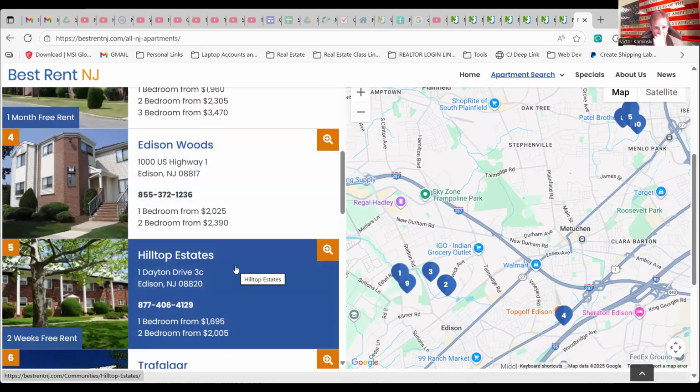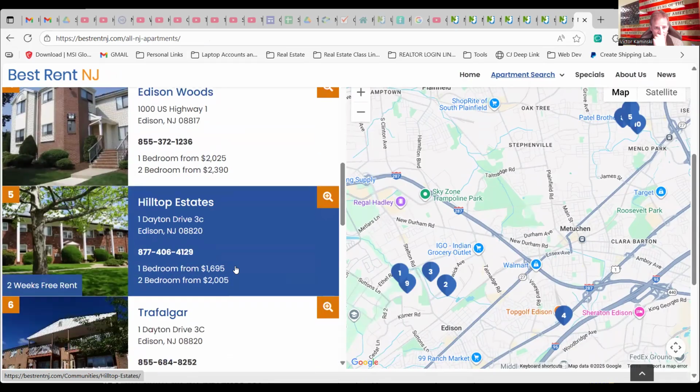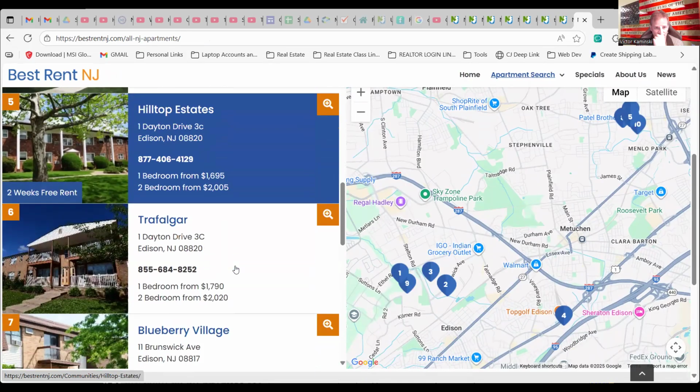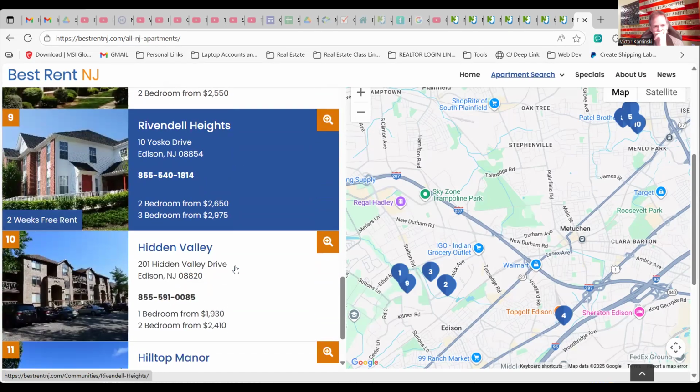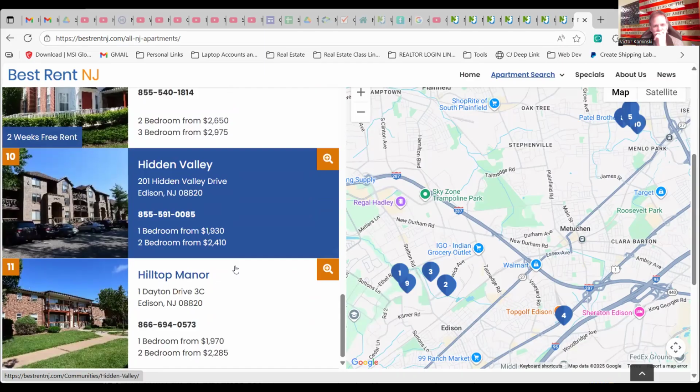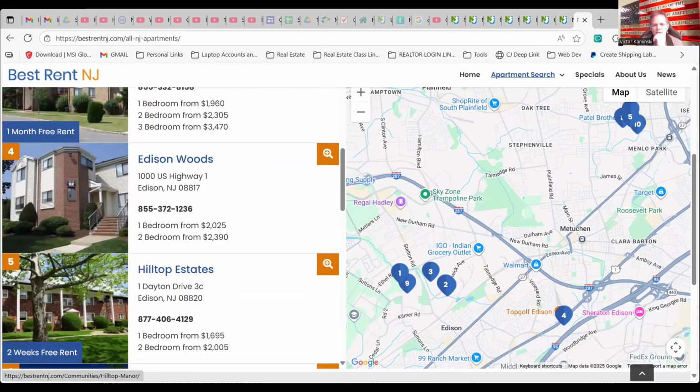A 3-bedroom was $4,000. Oh, this is also an apartment when we look for the town. Okay. This is Hilltop.